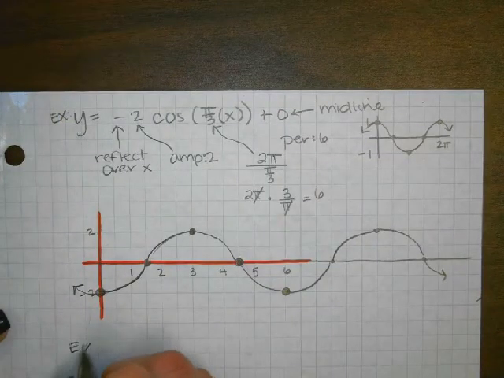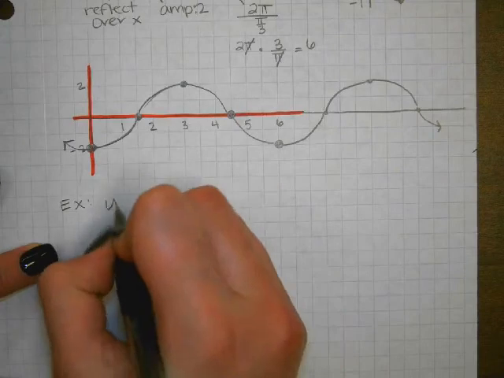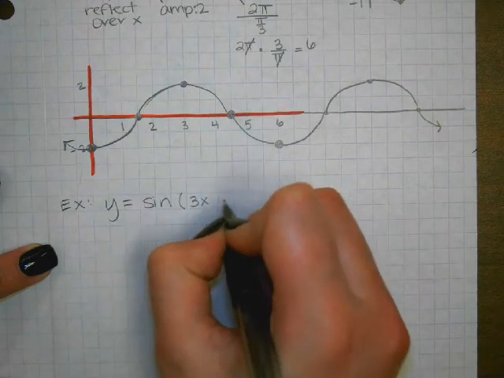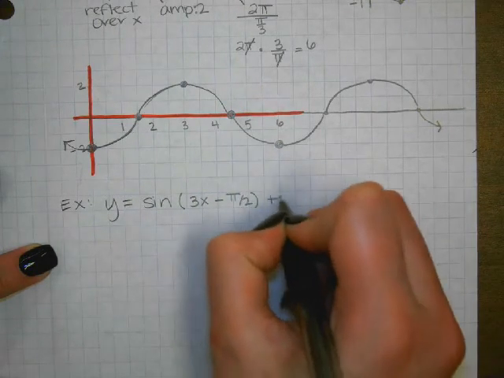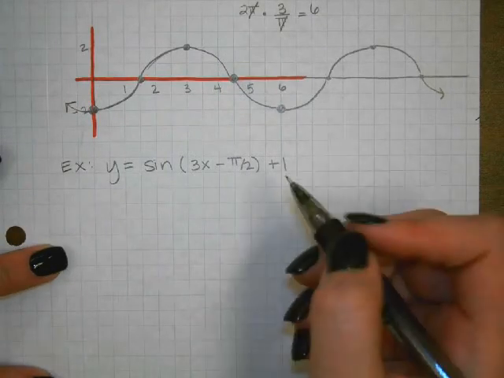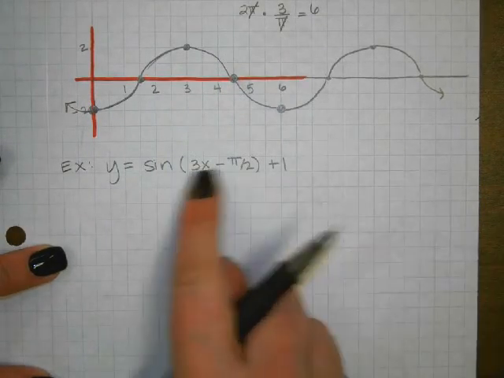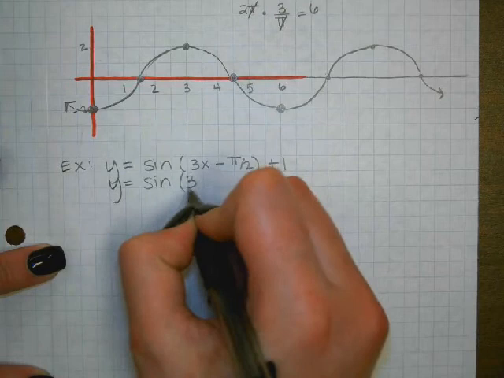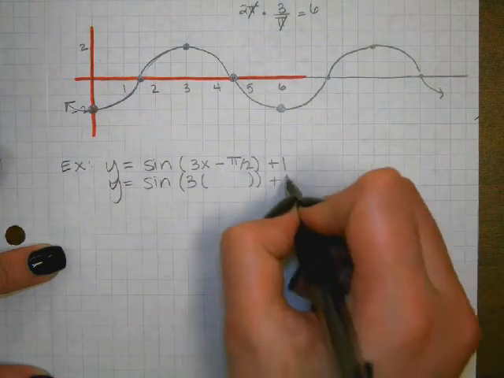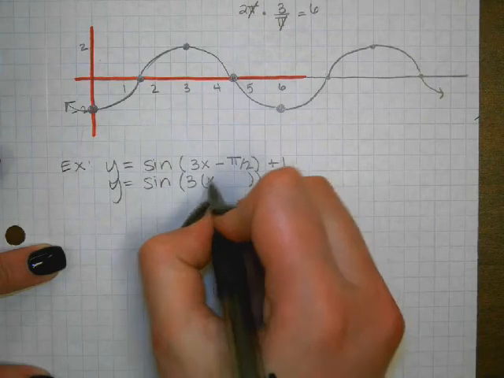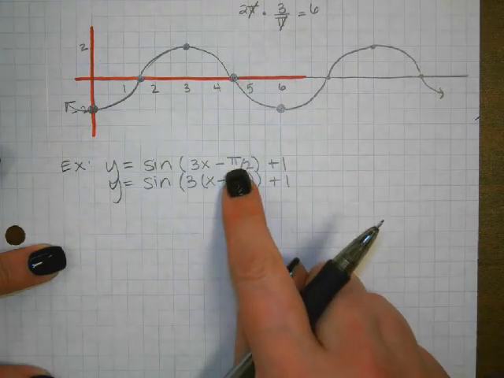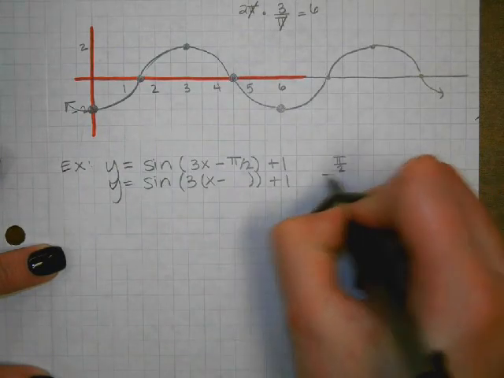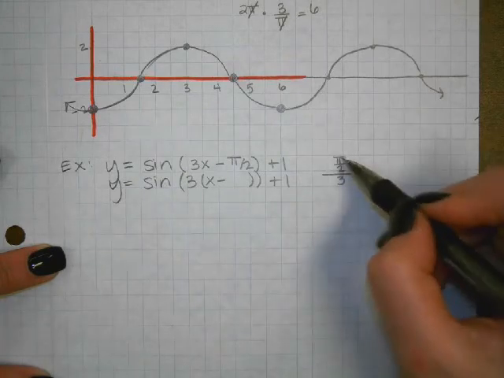Here's our third example. So our equation for this one is y equals sine of 3x minus pi over 2, plus 1. All right, so in this one, I need to factor this part out. So I'm going to say that's y equals sine, and I have to take out the 3. If I take out the 3, that leaves me with just x. And for this part, I have to think of pi halves being divided by 3. So if you have pi halves and you divide it by 3, you actually get pi over 6.